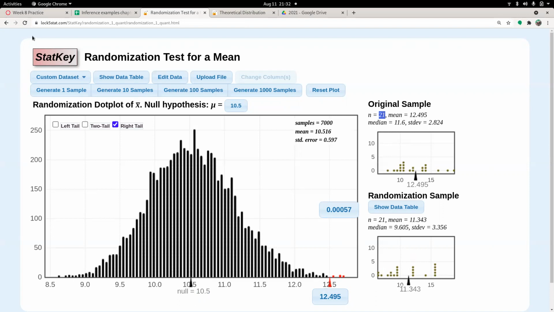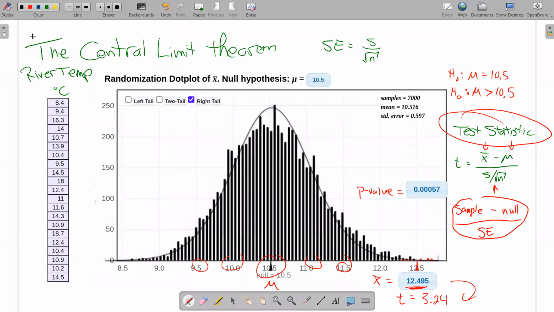we have to think about the situation again. So we're looking at river temperatures here in degrees Celsius. We're expecting the river temperature to be 10.5. So we have significant evidence. It's a right tail test, right? We have significant evidence that the average river temperature is higher than 10.5 degrees Celsius. Now, we can't go out and tell everybody, hey, average river temperature is now 12.5. We don't know that for sure. We'd have to run a confidence interval to get a predicted range of values for the new population mean, but we have evidence that it's bigger than 10.5.